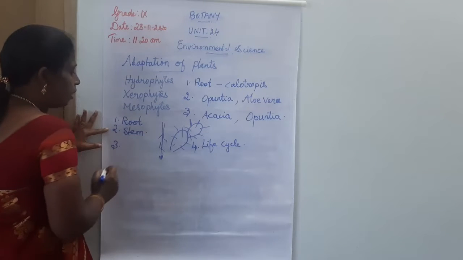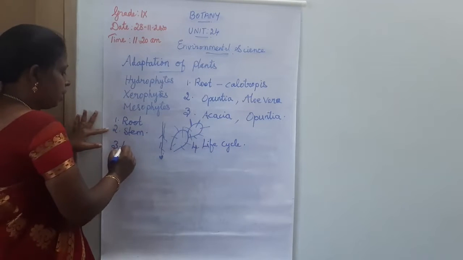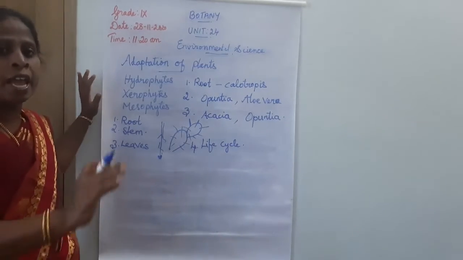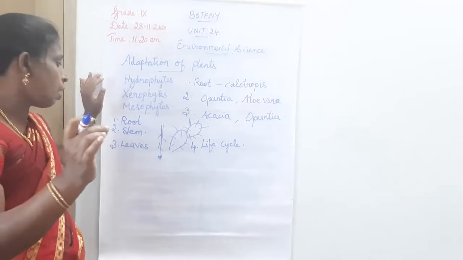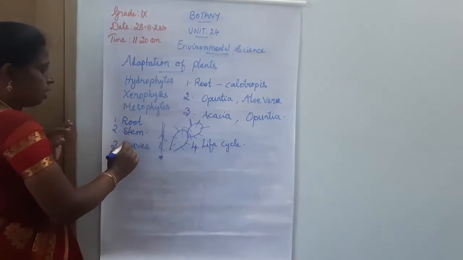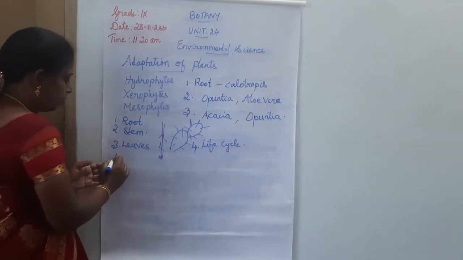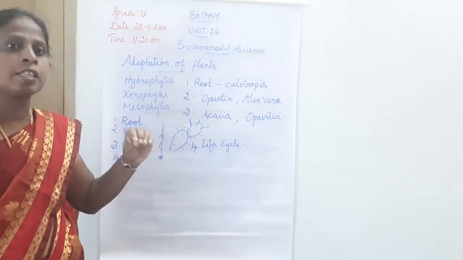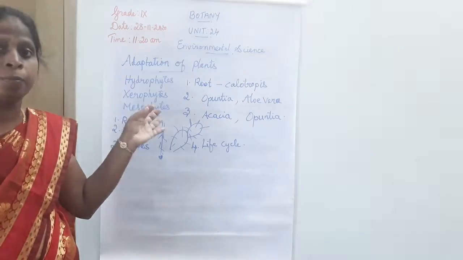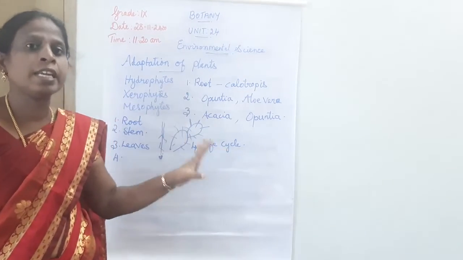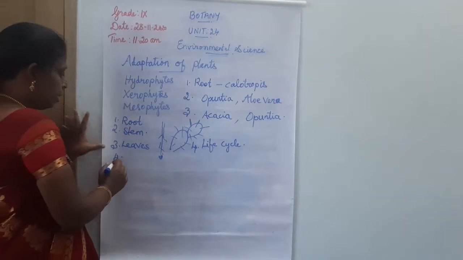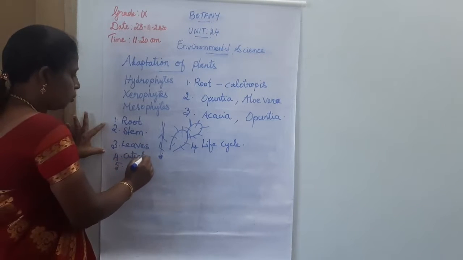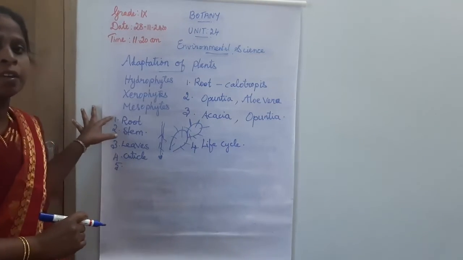Then third one, about the leaf. The leaves are broad and thin and consist of cuticle. The fourth one is the leaf consists of the cuticle. Cuticle means a waxy coat to reduce the transpiration rate.